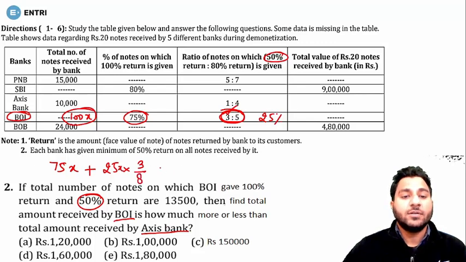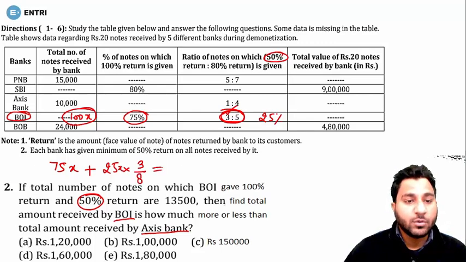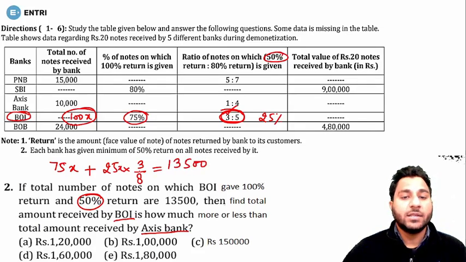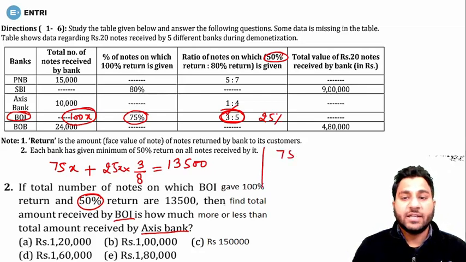Okay, so it has to be equal to what? It has to be equal to 13500. Now let's solve this question in a simple manner so you can understand. Look, just a minute. 75x plus 75x by 8 equals 13500.